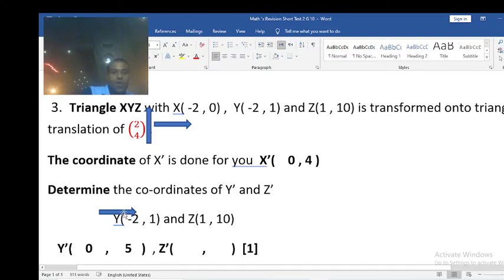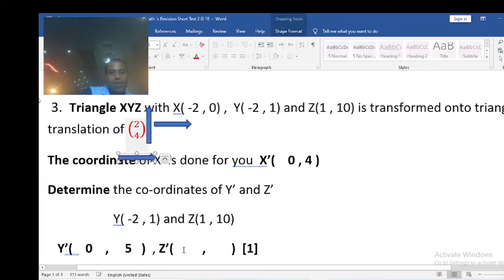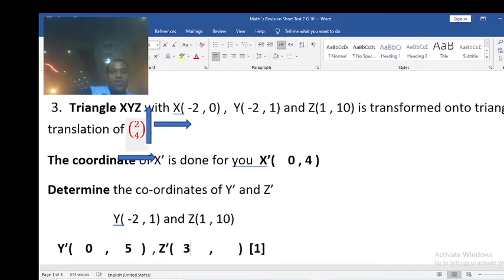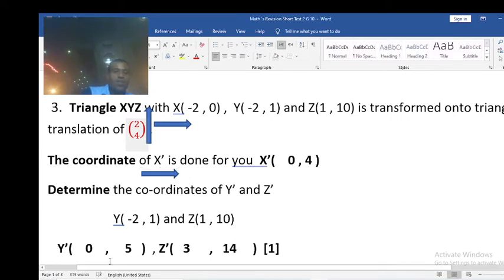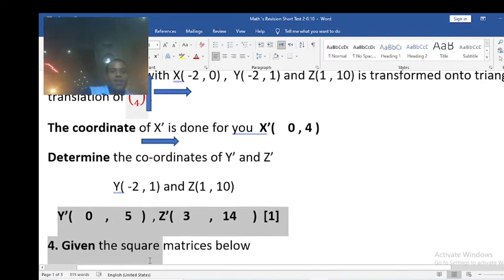Move to z now. The point z should move 1 unit to the right, means 1 plus 2 is 3. I will write here 3. For the second value, this point z should move 4 units to the right, gives 14. 10 plus 4 is 14. So this is the correct answer.